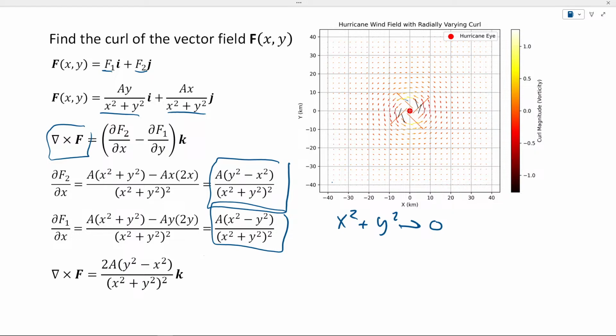This is like a tornado type of thing. That would be the center of the tornado, where it becomes largest, indicating very strong rotation at the storm core. On the other hand, as x squared plus y squared goes to infinity, as this goes to zero, this becomes very large, but as the denominator goes to infinity, the curl approaches zero. So you see the curl here and this rotation here fading, approaching zero.